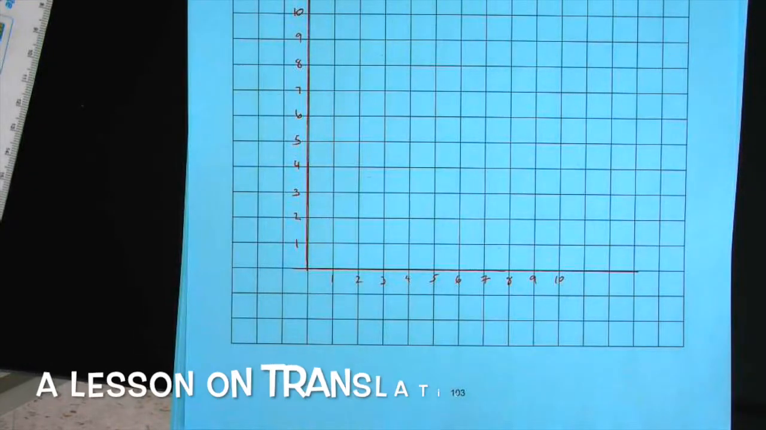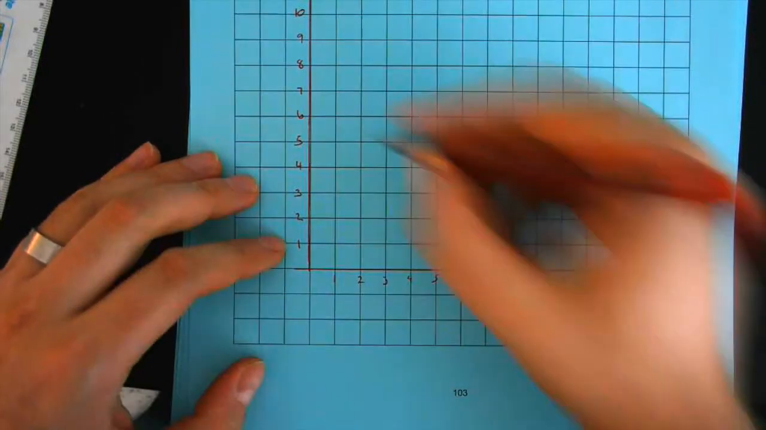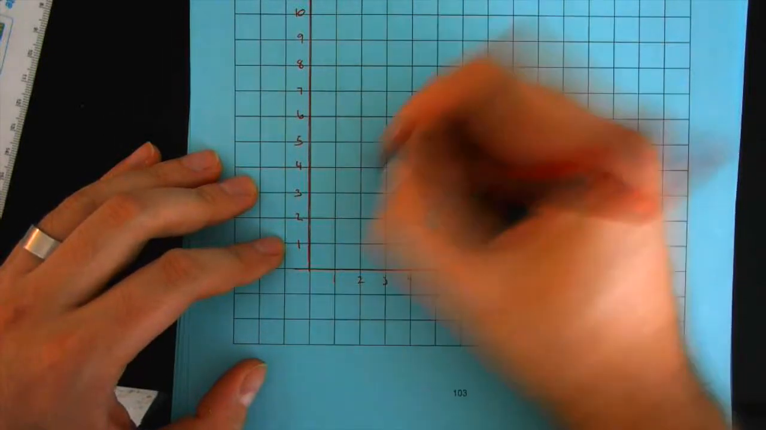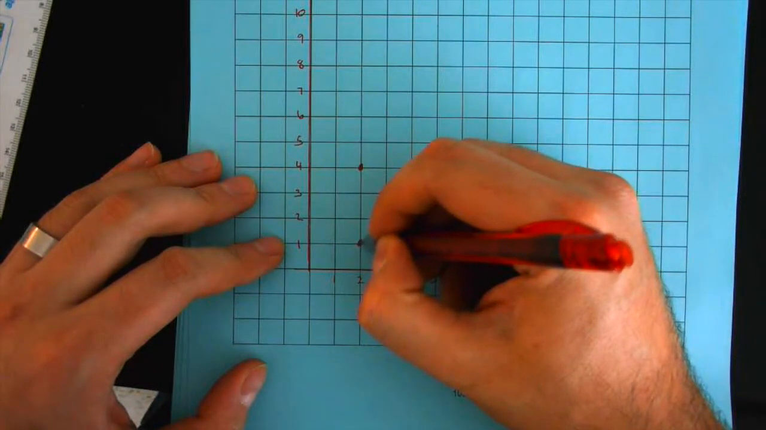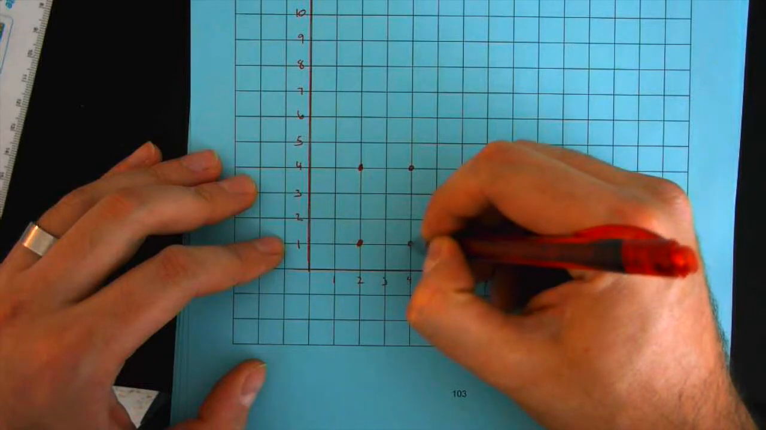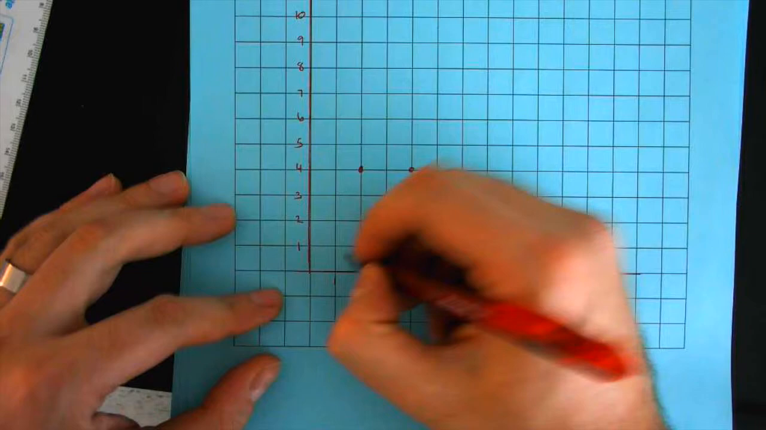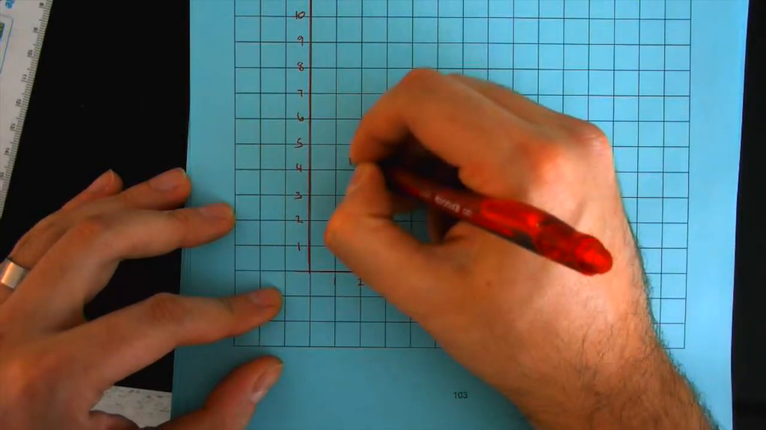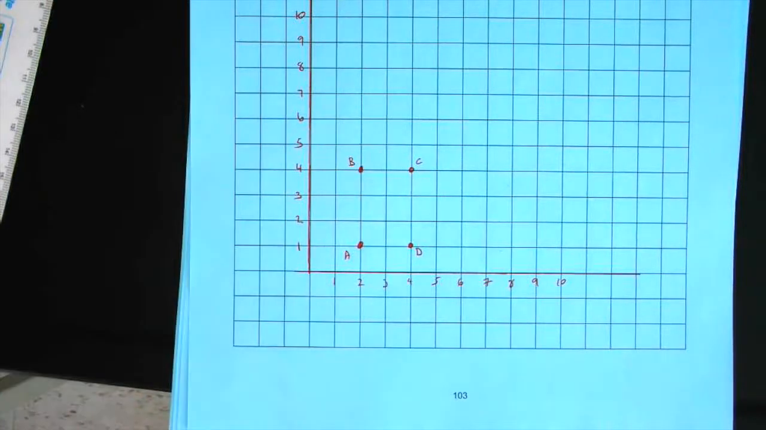Today we're going to look at transformations in geometry. So I'm going to draw a shape here, and I want you to tell me what the coordinates are. So I need to label this first, though. Can someone tell me the coordinates of these points?